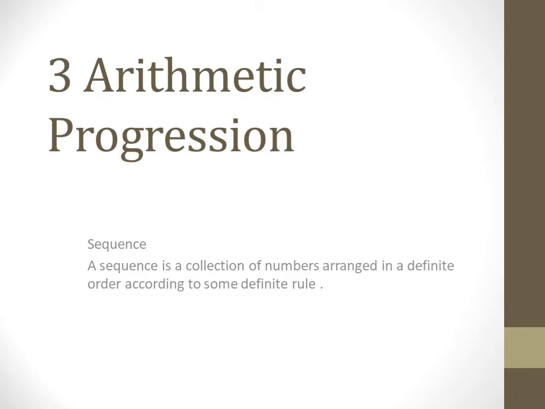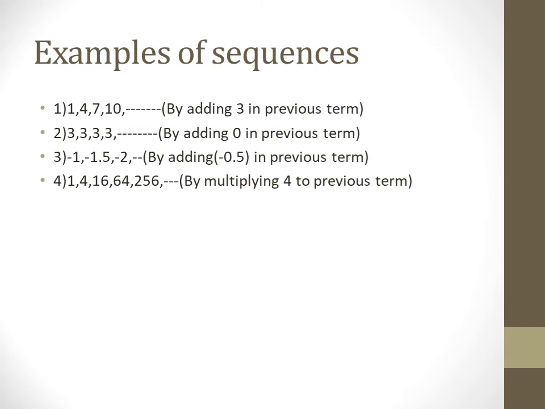See, we are seeing some of the numbers. Here they have given 1, 4, 7, 10. 1 plus 3 equals 4, 4 plus 3 equals 7, 7 plus 3 equals 10. Like that we are getting the numbers. 3, 3, 3, 3. Here by adding 3 to the previous term, you are getting the numbers. Then minus 1, minus 1.5, minus 2. Here you are adding minus 0.5 to each previous term to get the next number.